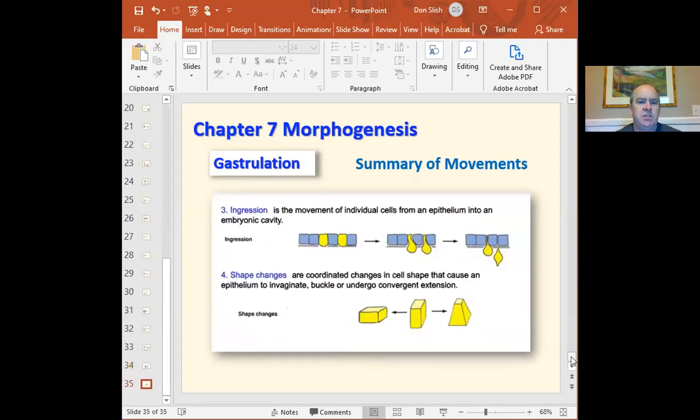And then ingression, which involves cadherin or adherens junctions letting go, and the cells undergoing that EMT transition. And then shape changes, which we saw in the notochord, and we saw in the neural plate. Apical constriction, changing the shape of a cell, and then because all the cells are connected to each other, that changes the shape of the tissue.